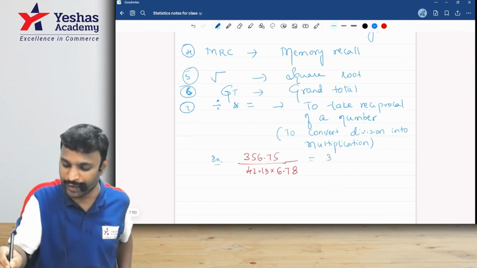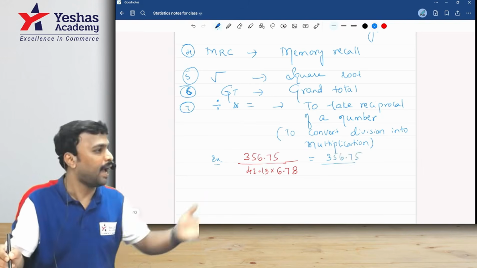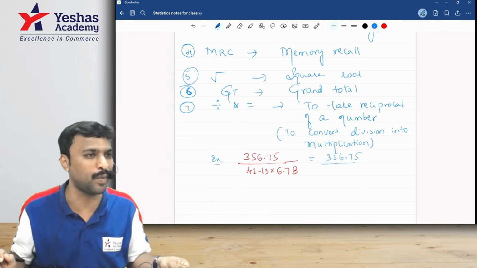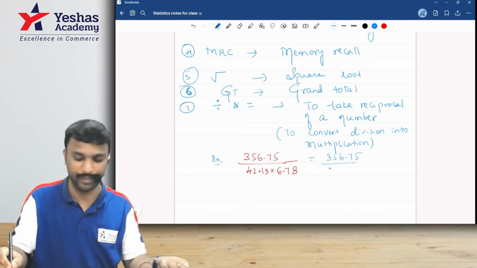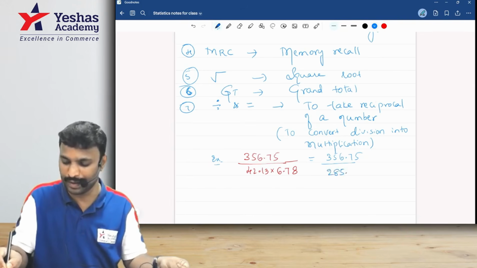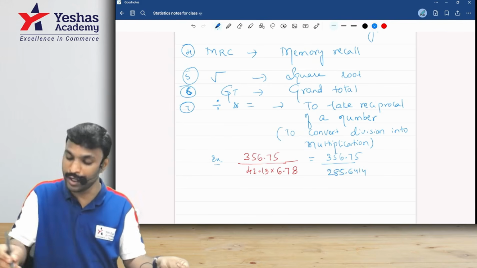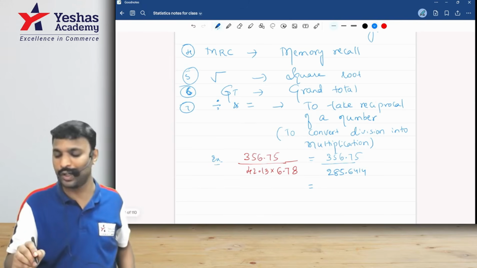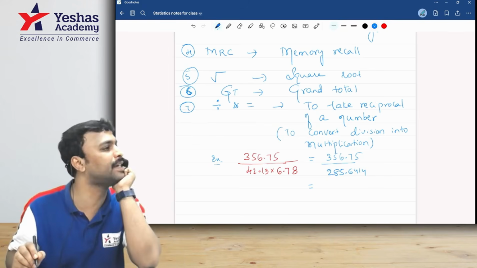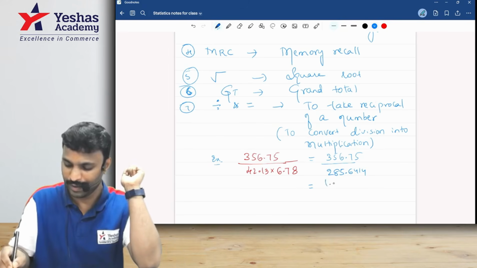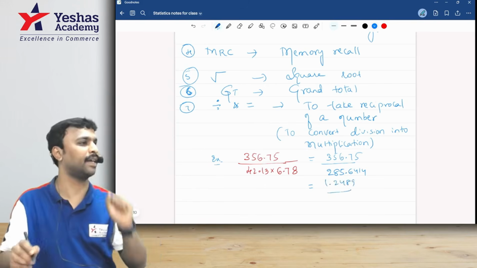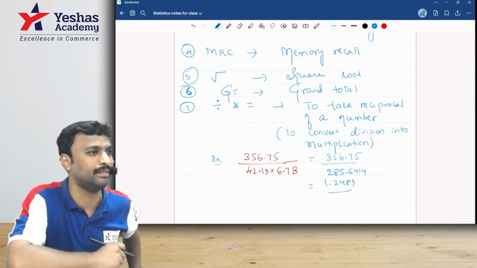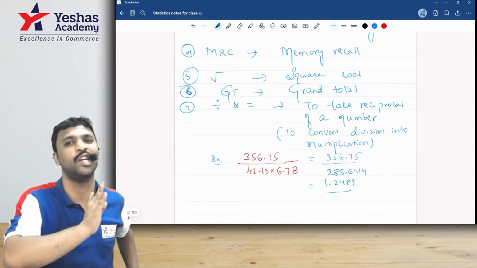So how do you solve it? 356.75 as it is, you would write, and multiply 42.13. Everyone do this in this calculator. 42.13 into 6.78. How much is the result of that? 285.6414. Then you will have to retype the value. What is it? 356.75 divided by 285.6414. What is the result of that? 1.2489. This is the answer, right? If you do like this, the exam will be over. This is not the way you should be doing it.